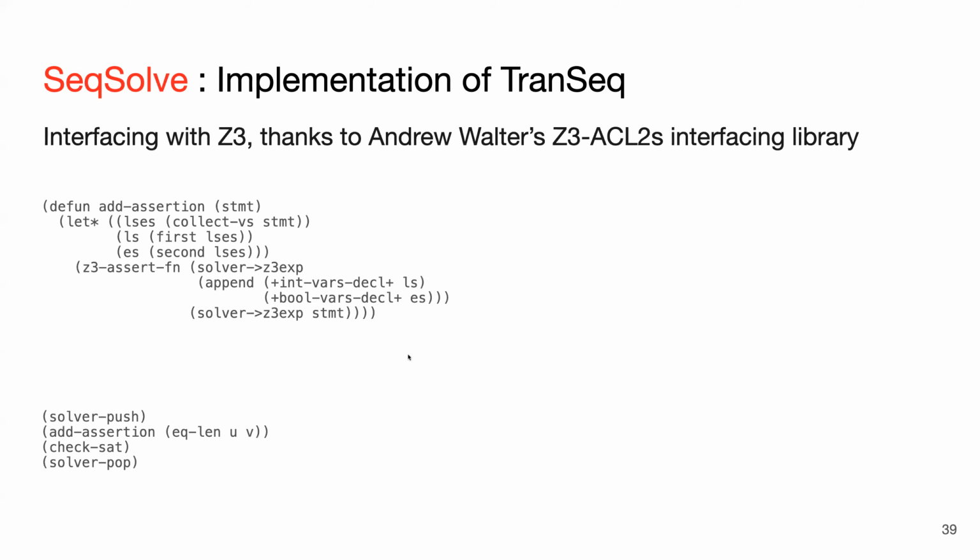Finally, we also have a Z3 ACL2S interfacing library developed by Andrew Walter, and we can add assertions using that library to talk with our LIA solver. The way we do incremental solving is by doing a push, add assertion, check sat, and pop. So this assertion was valid only till solver pop, and after that the LIA solver will not have this assertion in it. In this way we explore by adding more and more constraints.